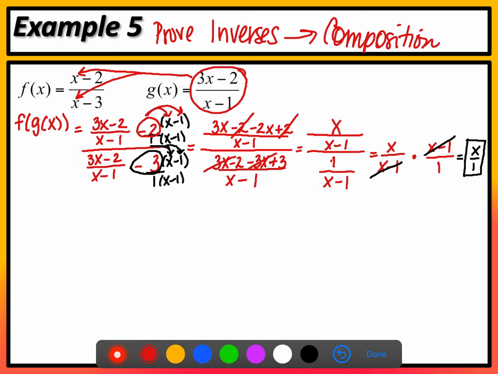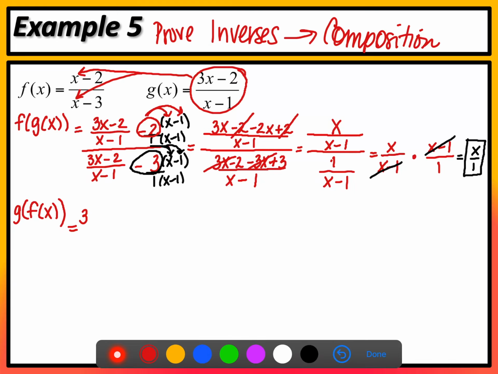All right, take a deep breath, because we do have to do the other direction now. So this is a very long problem. All right, so now we're going to do g of f of x. I'm sure you were probably hoping that the first one wouldn't come out to be x, so that we didn't even have to do the second part. All right, so now we're going to go backwards. We're going to take x minus 2 over x minus 3, and we're going to plug it into the other function. All right.